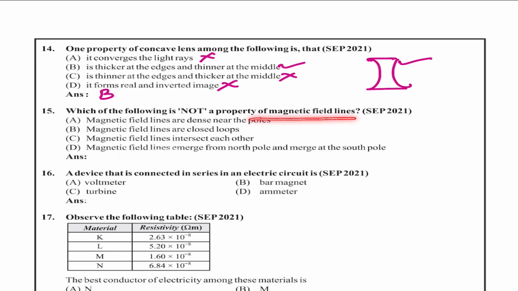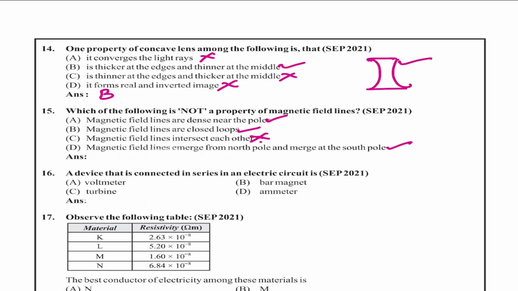Coming to the next question. Which of the following is not a property of magnetic field lines? Magnetic field lines are dense near the pole. Yes, it is one of the properties. Magnetic field lines are closed loops. Yes. Magnetic field lines intersect each other. No, they never intersect. Magnetic field lines emerge from the North Pole and they merge at the South Pole. Yes, correct. So, the magnetic field lines intersect each other. This is the wrong option.